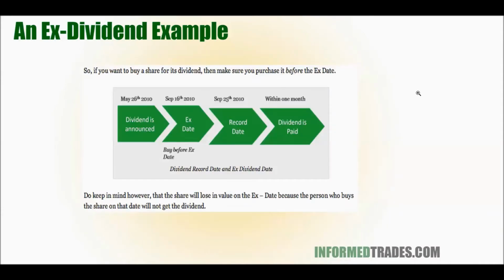Okay, an ex-dividend example. Imagine this. We're looking at an old slide here. May 26, 2010, dividend is announced. Board of directors says, all right, we're going to pay 10 cents per share. We're going to do that sometime in October, and they'll announce the ex-dividend date and the record date as well.